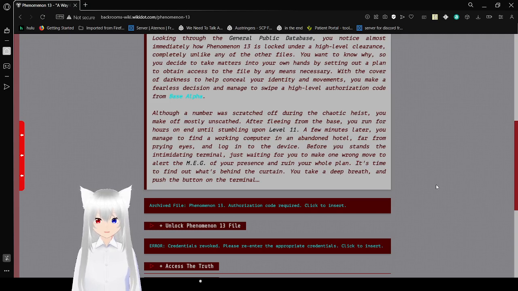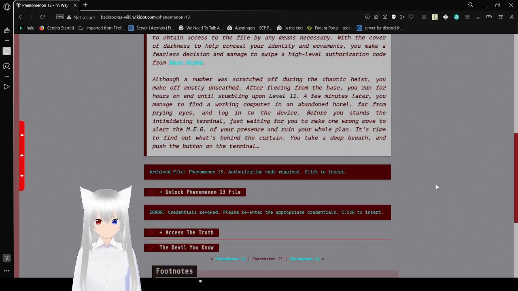After fleeing from the base, you run for hours on end until stumbling upon Level 11. A few minutes later, you manage to find a working computer in an abandoned hotel, far from prying eyes, and log into the device. Before you sits the intimidating terminal, just waiting for you to make one wrong move to alert the MAG of your presence and ruin your whole plan. It's time to find out what's behind the curtain. You take a deep breath and push a button on the terminal.